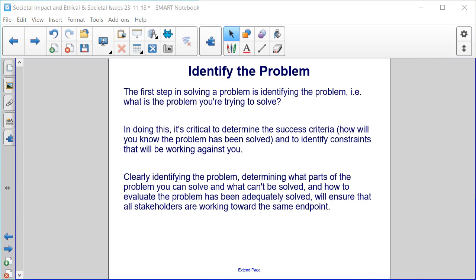Identify the problem. The first step in solving a problem is identifying the problem, i.e., what is the problem you're trying to solve. In doing this, it's critical to determine the success criteria. How will you know the problem has been solved? And to identify constraints that will be working against you. Clearly identify the problem, determining what parts of the problem you can solve and what can't be solved, and how to evaluate the problem has been adequately solved will ensure that all stakeholders are working toward the same endpoint.